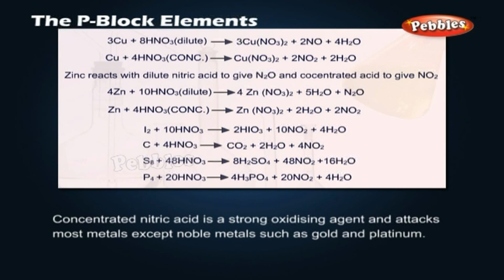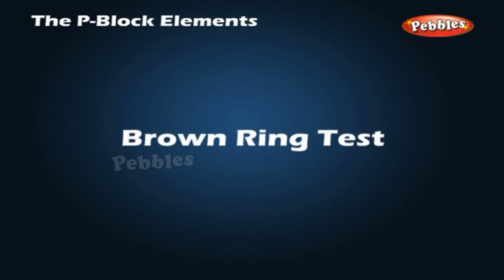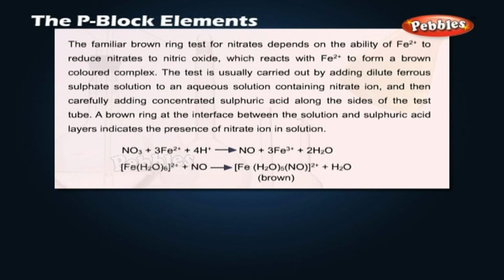Chemical properties. Concentrated nitric acid is a strong oxidizing agent and attacks most metals except noble metals such as gold and platinum. The products of oxidation depend upon the concentration of the acid, temperature, and the nature of the material undergoing oxidation. Brown ring test. The familiar brown ring test for nitrates depends on the ability of Fe2+ to reduce nitrates to nitric oxide, which reacts with Fe2+ to form a brown-colored complex.